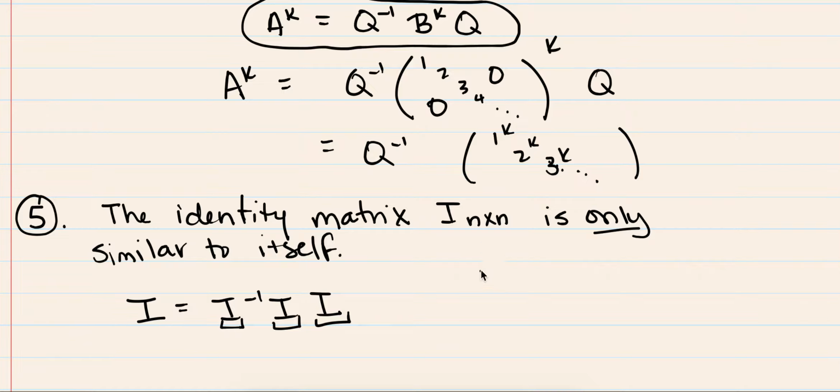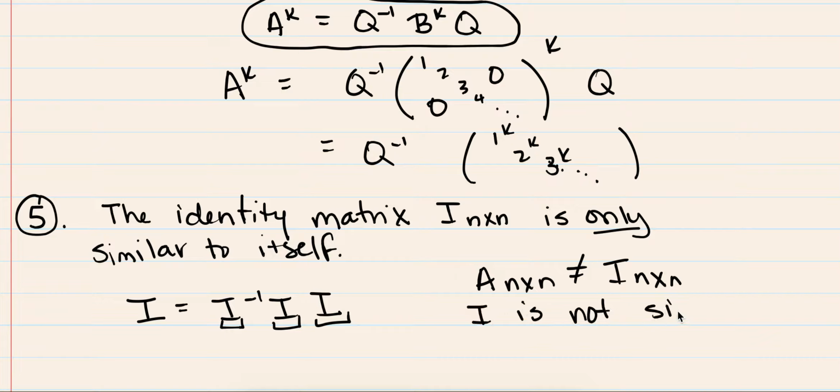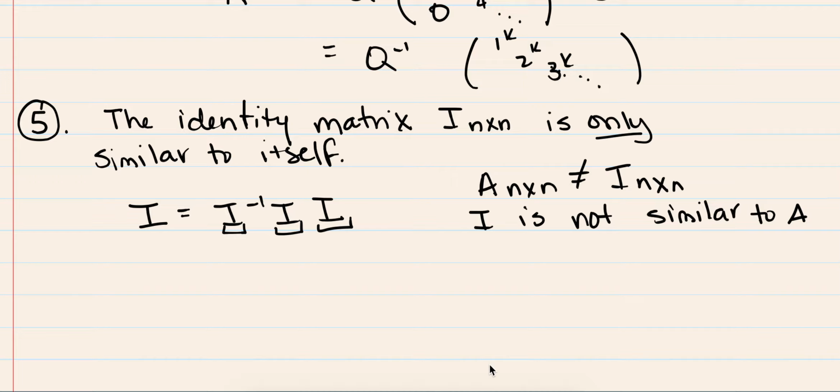But let's say there's some A that's n by n that's not equal to the identity matrix. What I'm saying is I is not similar to A. It doesn't matter what you choose, I'm promising you, there's no matrix other than the identity matrix that the identity matrix is similar to.